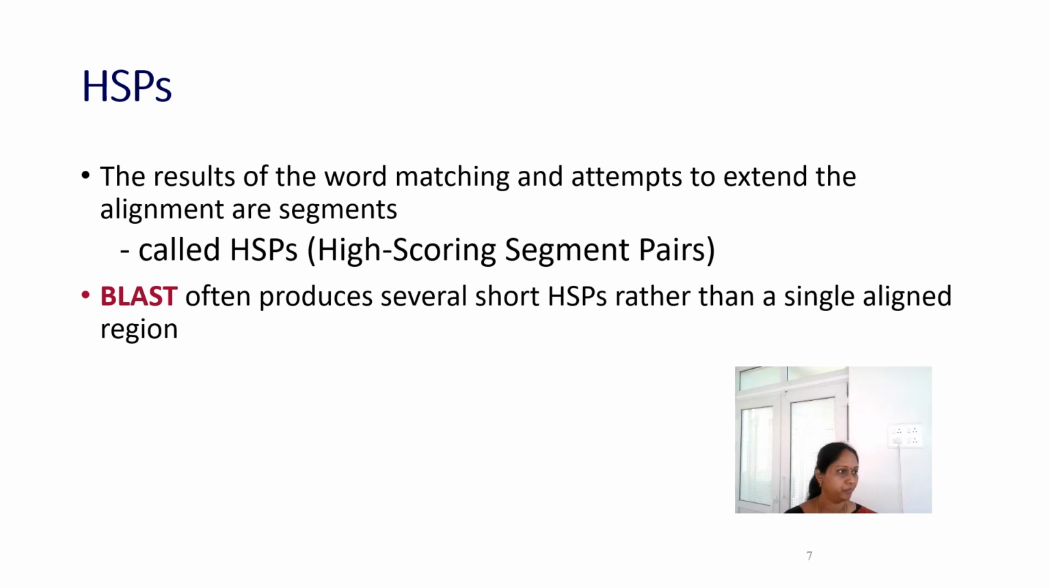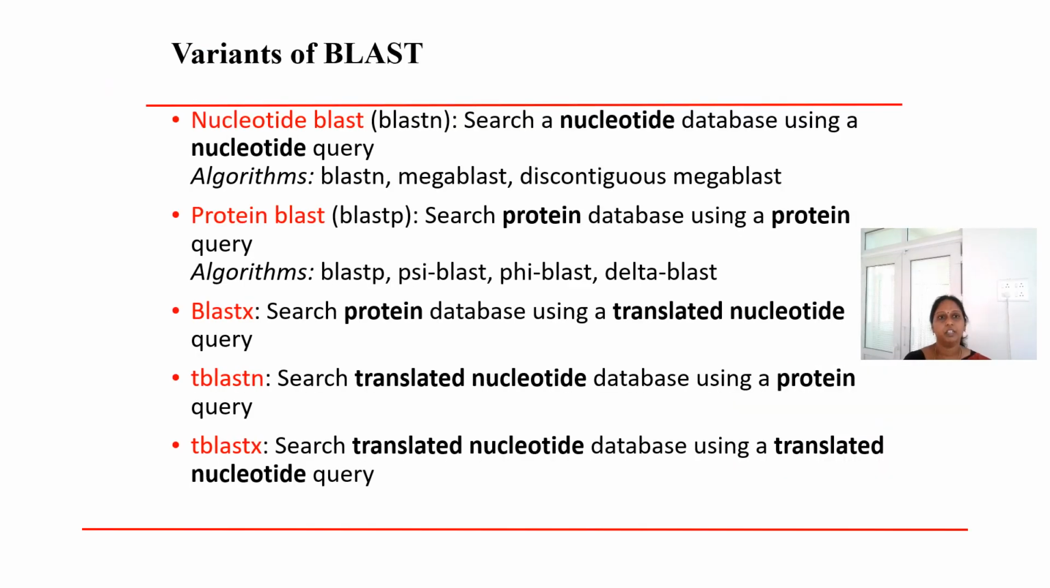HSP. BLAST can produce several HSPs rather than a single aligned region. You can have highly similar regions in between different parts of your sequences. Wherever it is similar, it will give you several short HSPs in your alignment, in your results. All of you clear with this? Right. So this is about the variants of BLAST.